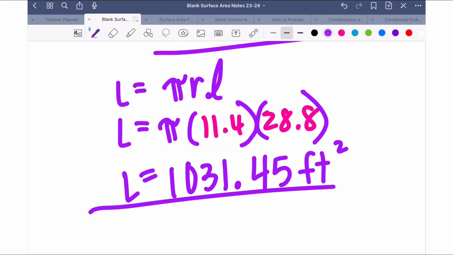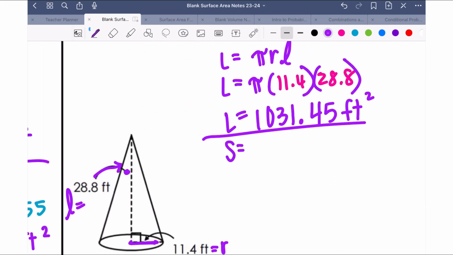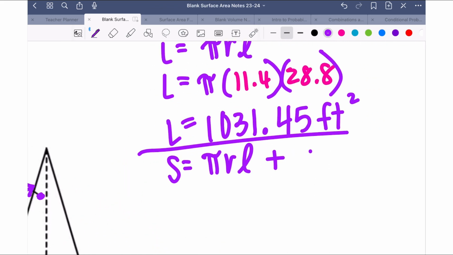All right, there's lateral. Let's do total surface area. So again, pi times radius times slant height plus, you're taking your lateral plus area of the base, which is pi r squared. Okay, please get into the habit of writing the formula first. I promise you, even though it takes an extra step, it will help you make sure that you're doing everything correctly and neatly, please.